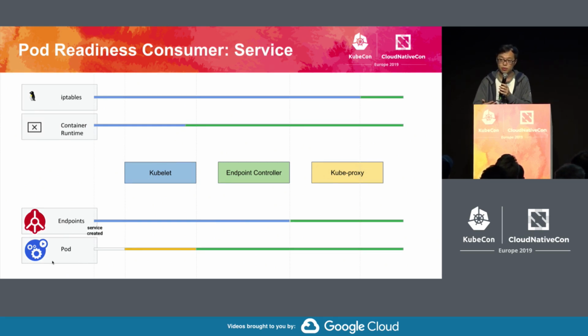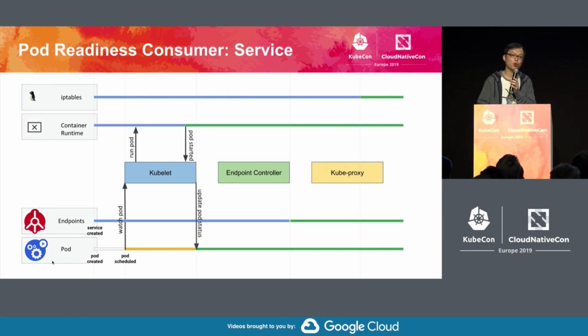When the service is created, the endpoint controller automatically creates the corresponding endpoints object, so the endpoints already exist. The pod gets started, the pod gets scheduled, then kubelet sees it, starts the pod, and reports the pod ready when the container runtime is in shape and the readiness probe reports ready.